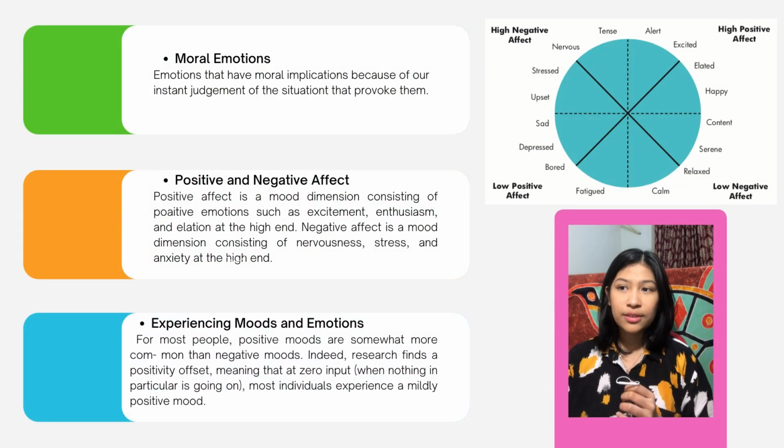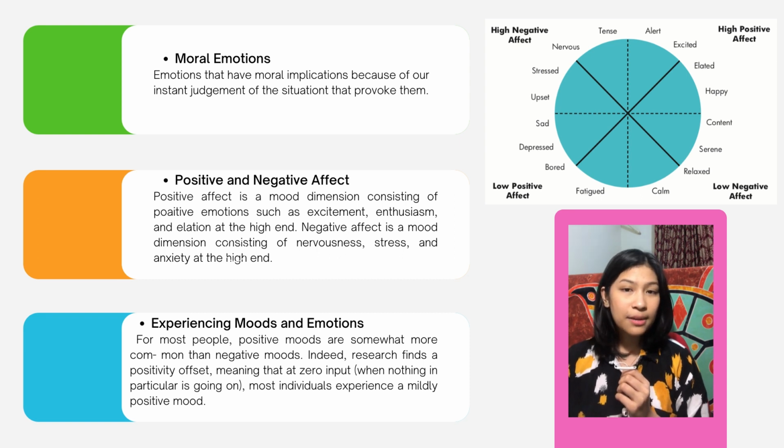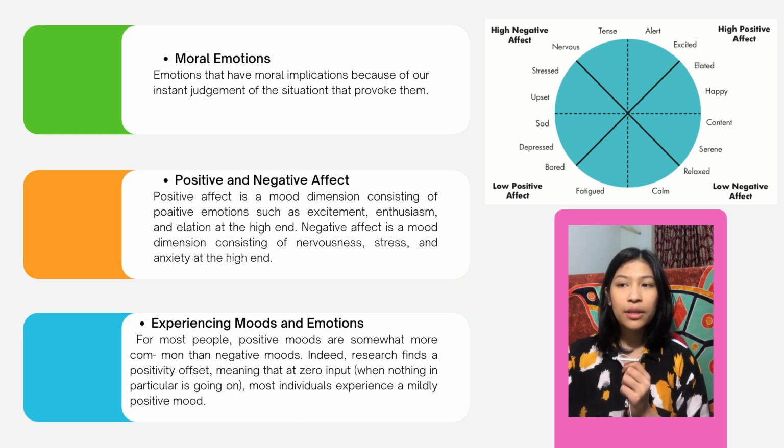Next is moral emotions. Moral emotions are feelings with moral implications that result from our immediate assessment of the situation that inspires them, and they have been studied by researchers. Sympathy for others' pain, guilt over our own immoral actions, anger over injustices done to others, and disgust for those who act unethically are all examples of moral emotions. Another example is moral disgust, which is the dissatisfaction we feel when moral rules are broken.